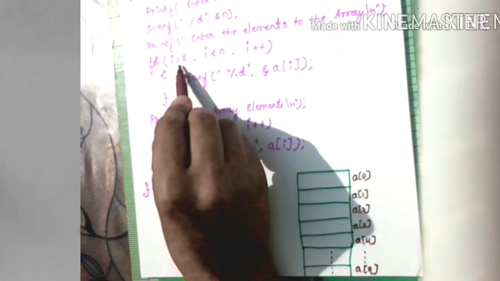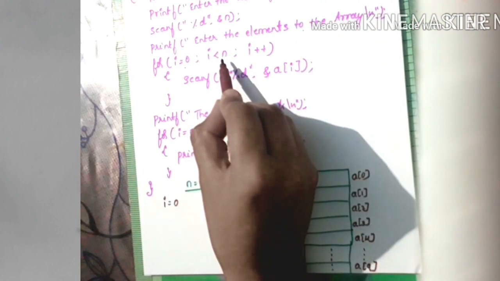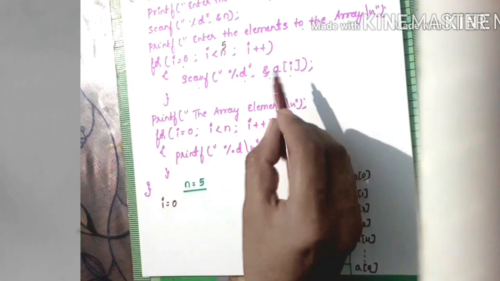For the next instruction, the for loop instruction, the initial value for i is 0. Next, the condition is i less than n, where n value is 5. i value is 0, 0 is less than n, the condition is true, so control enters the for loop.